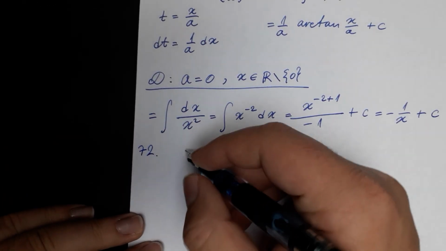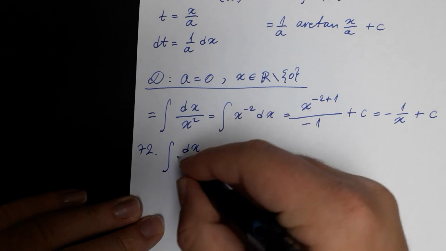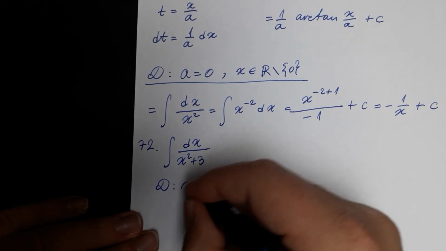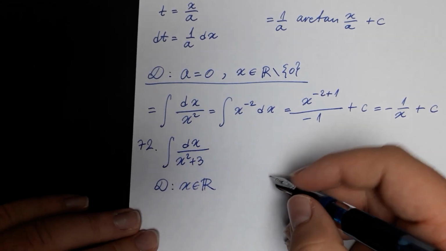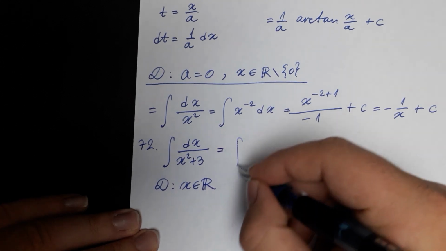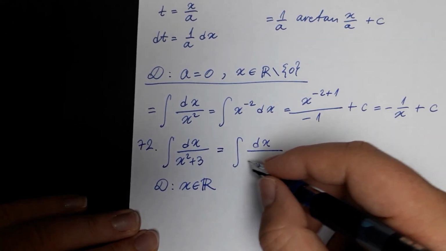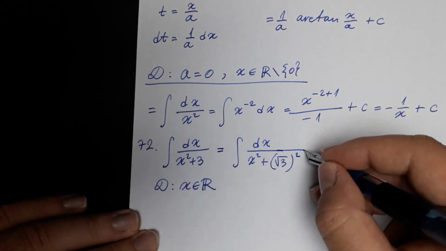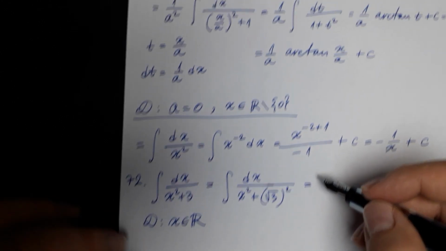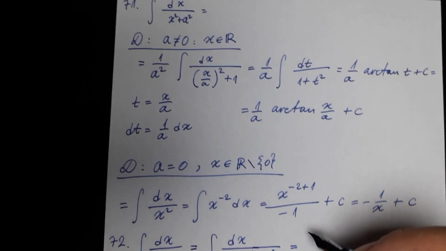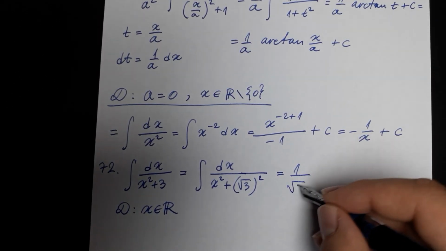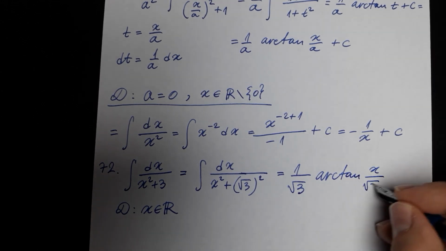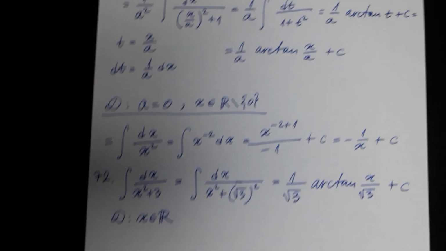Integral number 72 on our list is an integral of dx over x squared plus 3. Of course, the area in which this integral is defined is for all x's which are real numbers. So this is then equal to dx divided by x squared plus the square root of 3 squared, which is equal, according to the first case in the previous problem, to 1 divided by a square root of 3 arctan of x divided by a square root of 3 plus c.